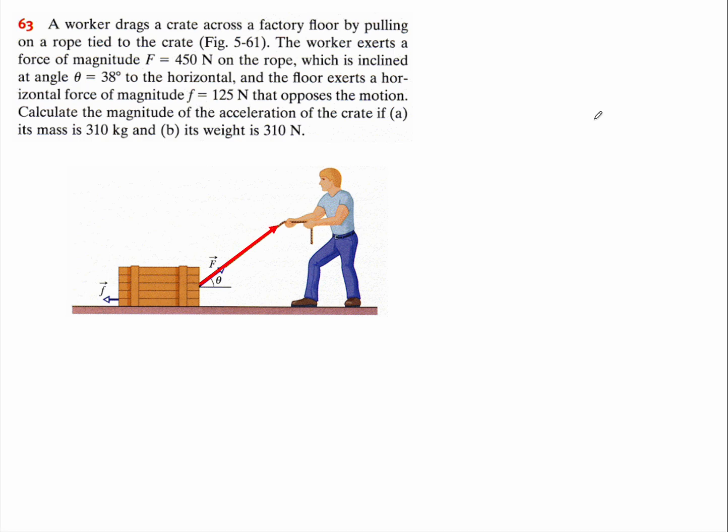Solving this one. Force here is 450 newtons. You can break that into its vertical and horizontal components. We're told that the force of friction between the floor and the crate is 125. All we need to do now is good old F equals ma.